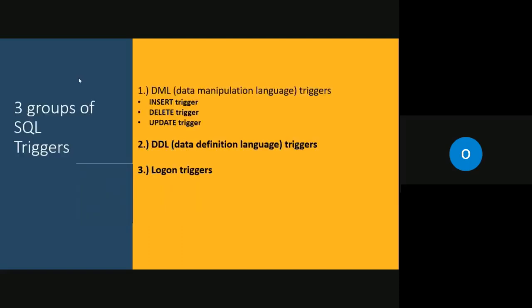So, there are three groups of SQL triggers, which are the DML, which stands for Data Manipulation Language Triggers, DDL, the Data Definition Language Triggers, and the Logon Triggers. In Data Manipulation Language, triggers have three types, which are the insert trigger, delete trigger, and update trigger.